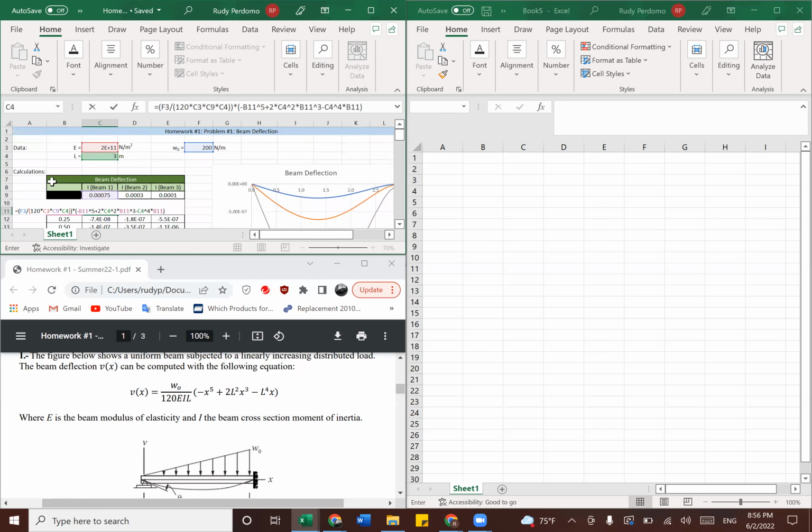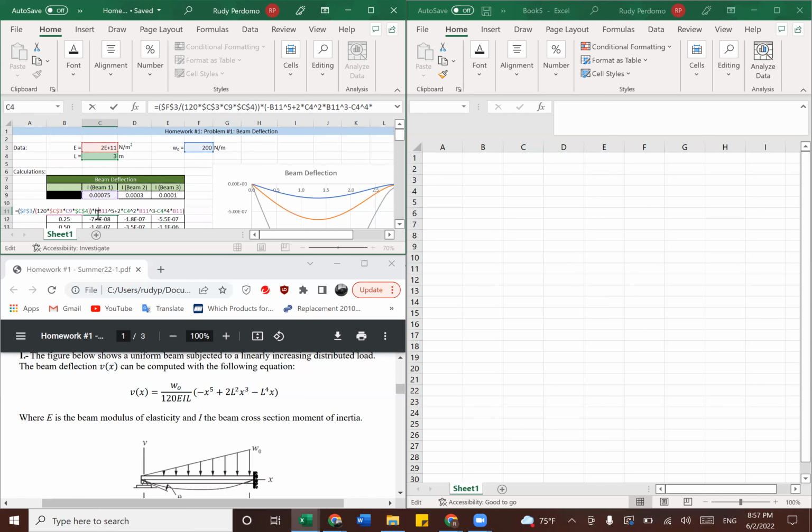So here we have to lock some values. We have to lock the values for E, L, and W0. So E is the C3 here, so lock all the C3s. So this is C3, lock C9, not C9. C9 would be I, and then you have to lock L, sorry. Lock L, and you have to lock W0, which is F3 here.